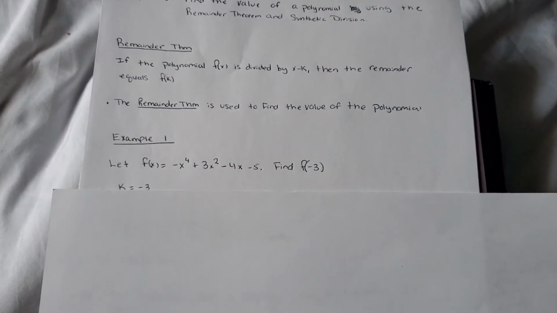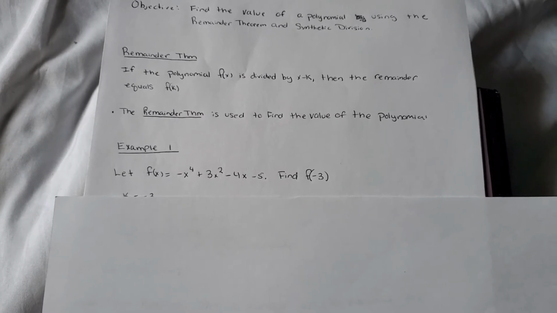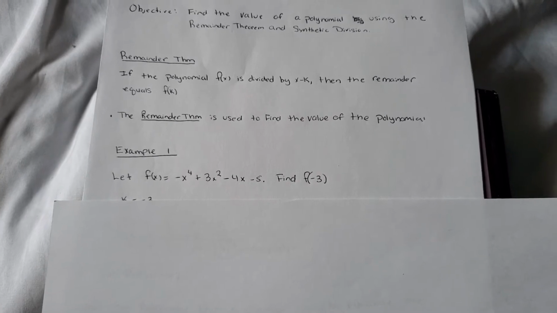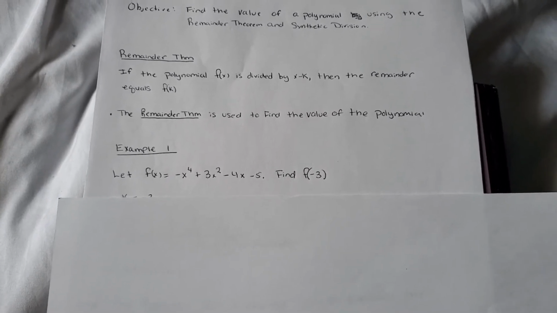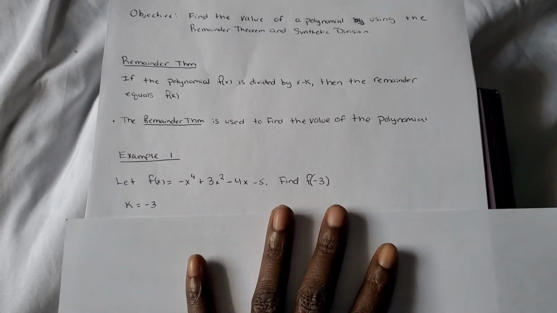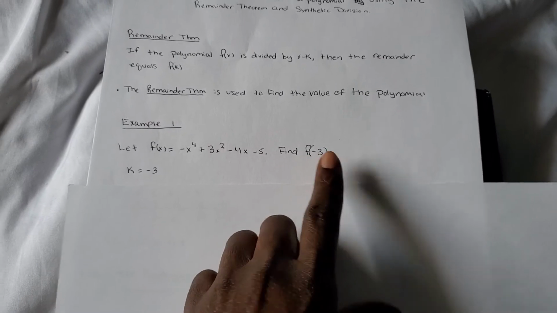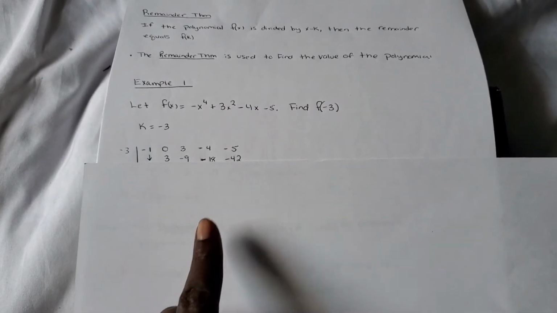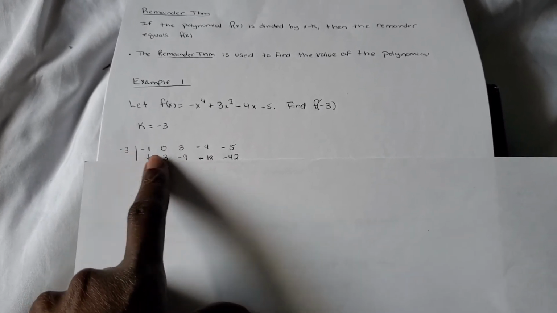Example number 1. Let f of x equal negative x to the fourth plus 3x squared minus 4x minus 5. We want to find f of negative 3 using the remainder theorem. So we let k equal negative 3, and we get the negative 3 from here. This is your f of k. So we go ahead and use synthetic division. The negative 3 is a divisor, so it goes on the outside.